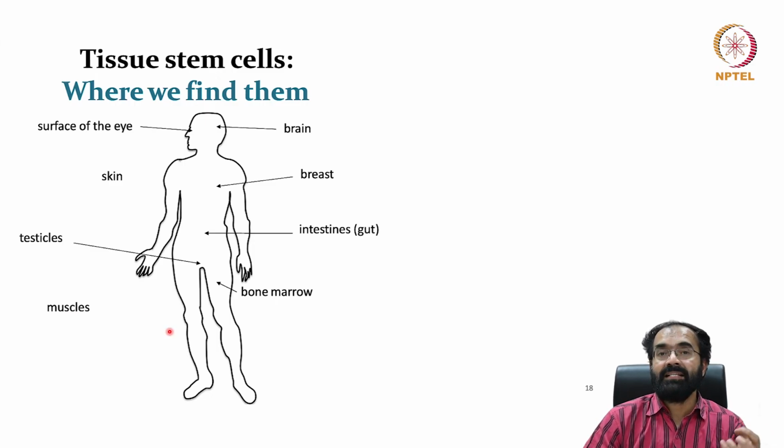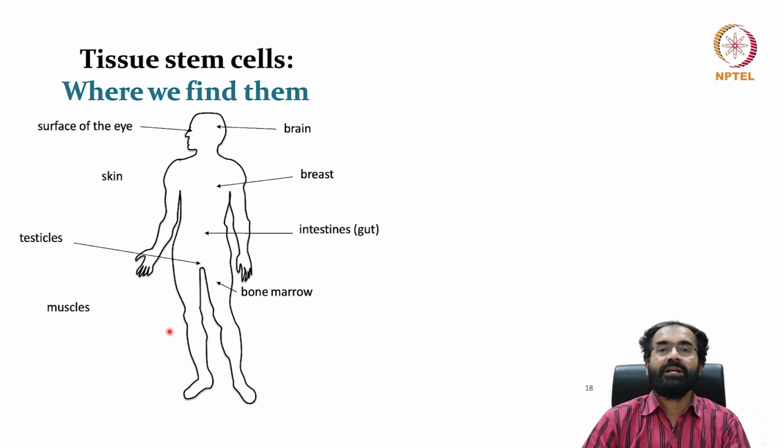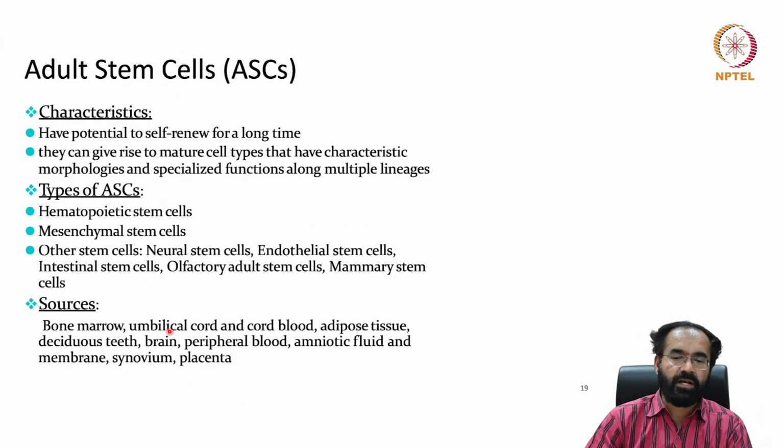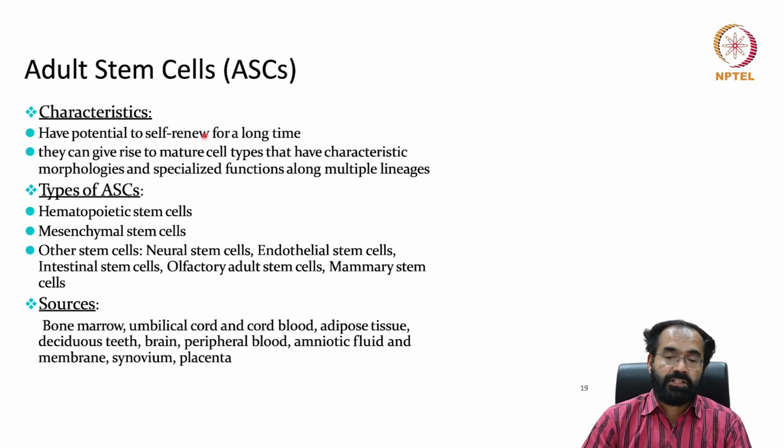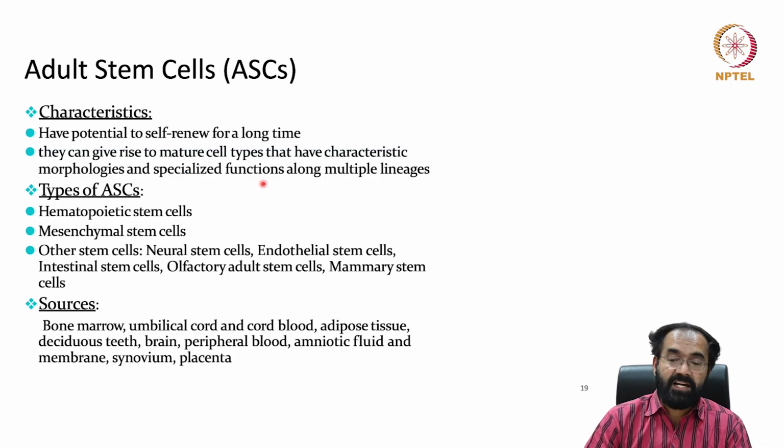So these are all running the steady-state affair. They are not meant just for making a new set of muscle, but they are running the show, the homeostasis of that organ. Adult stem cells, in short form, are called ASCs, and they have certain characteristics. They have the potential to self-renew for a long period of time. They can give rise to mature cell types that have characteristic morphologies and specialized function along multiple lineages. So they are quite unique in that way.